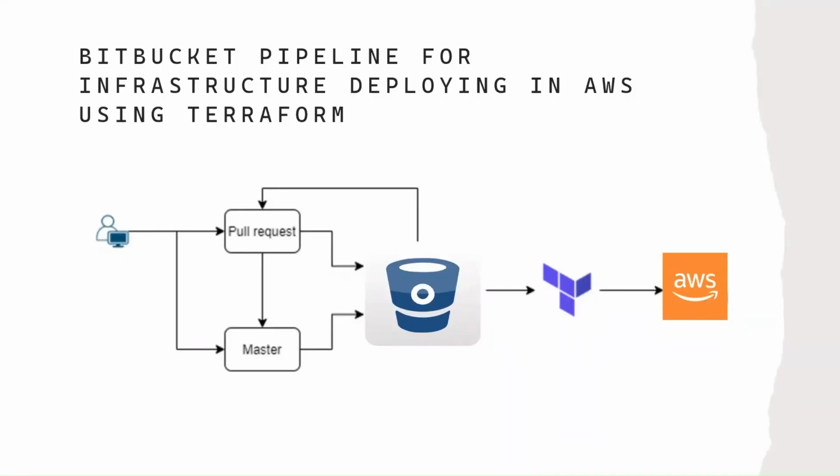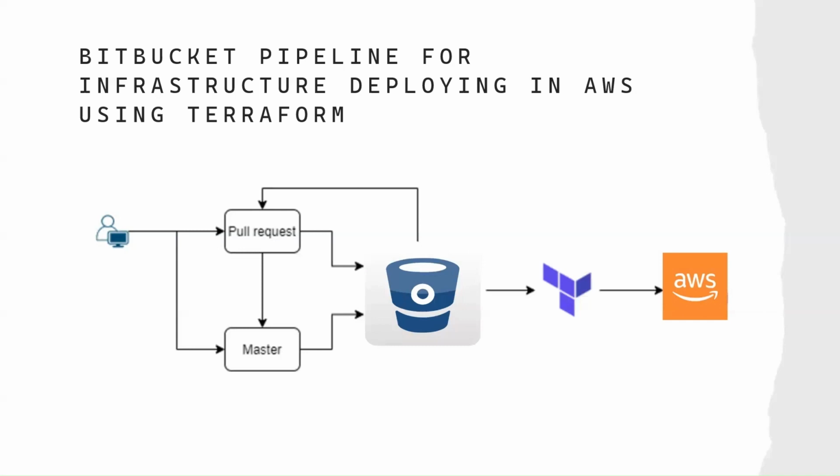In our previous tutorial, we learned how to create a GitHub Actions pipeline for deploying infrastructure into AWS using Terraform. We did that because our version control system is GitHub, so we thought to utilize GitHub Actions itself for CI/CD pipeline deployments.